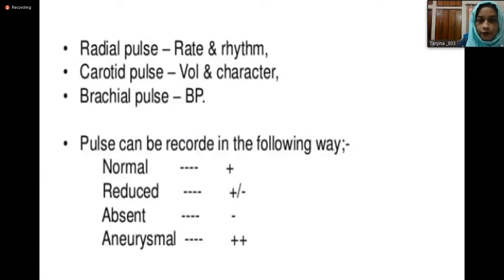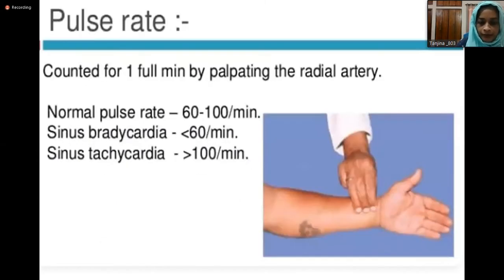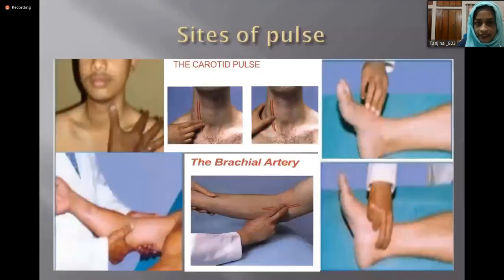Radial pulse is for rate and rhythm, carotid pulse for volume and character, and brachial pulse is for recording blood pressure. First, examine the radial pulse with 3 fingers on the flexor surface of the hand. The first finger is used for fixation, the second finger for palpation, and the third finger to block the collaterals. If the rhythm is regular, count the pulse for 30 seconds, but if it feels irregular, count the pulse for a full 1 minute. Normal pulse rate is 60 to 100 per minute; less than 60 is called sinus bradycardia, and more than 100 is called sinus tachycardia. These are some pictures of the pulse.